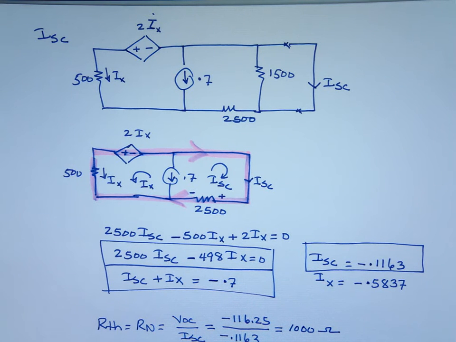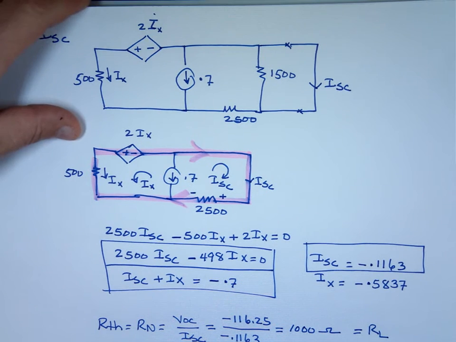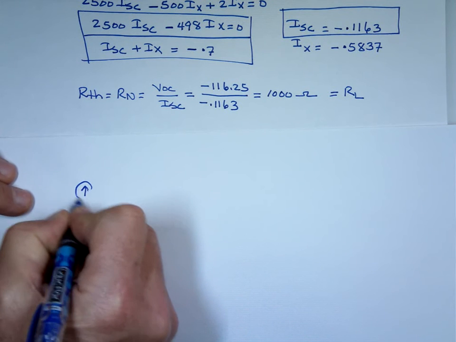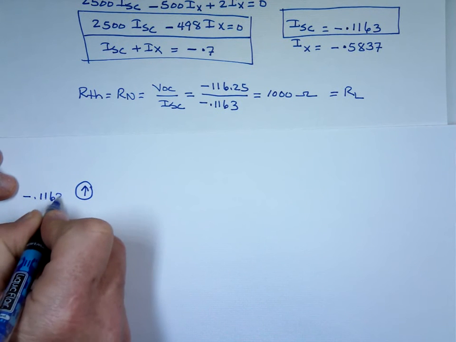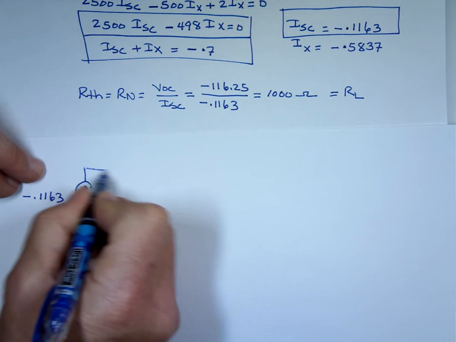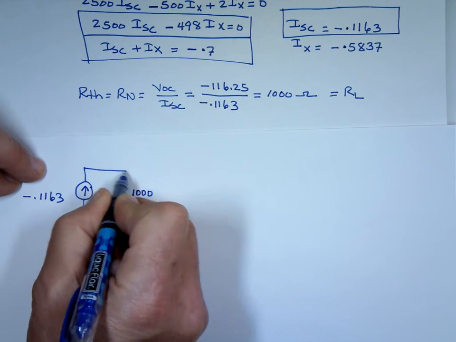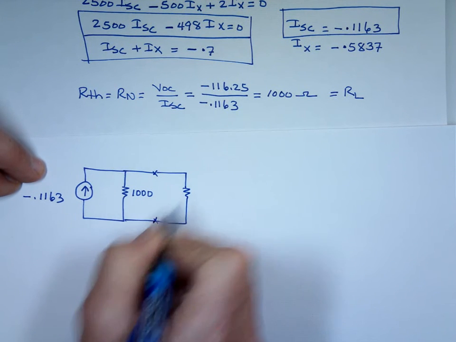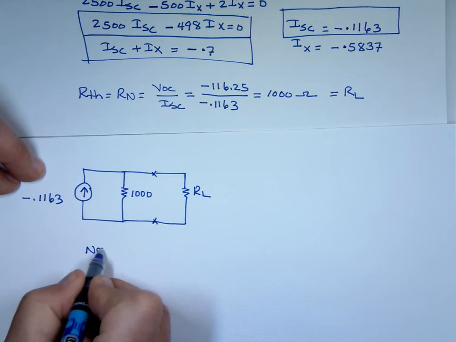That's R Norton. That's also for maximum power transfer, you want it to be R sub load. Yep. So now you want the Norton equivalent. The first question, what's the Norton equivalent? It's I Norton, which is negative 0.1163. You can convert that to milliamp if you want to. In parallel with 1,000 ohm, and this is your R sub L now. That's the Norton, so it's a current supply, not a power supply.